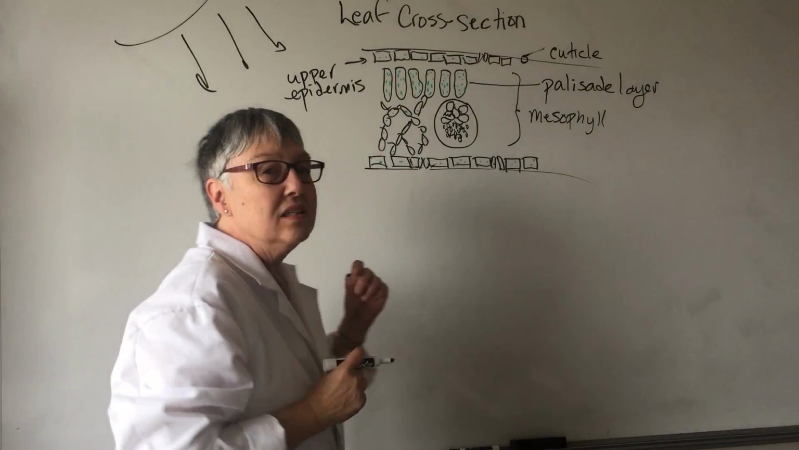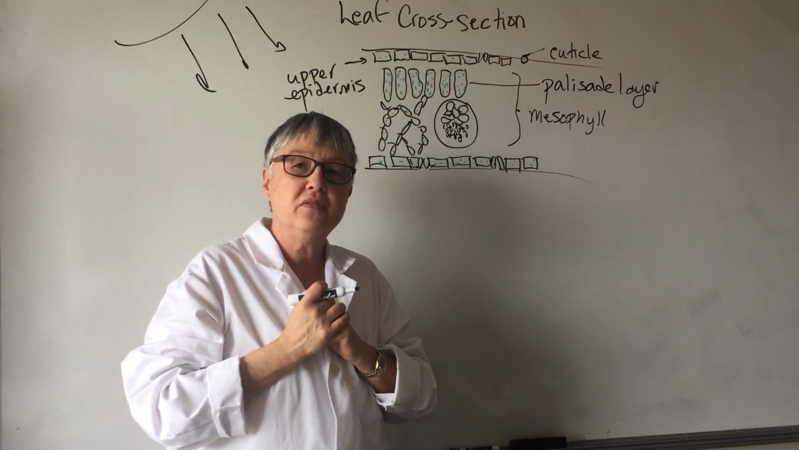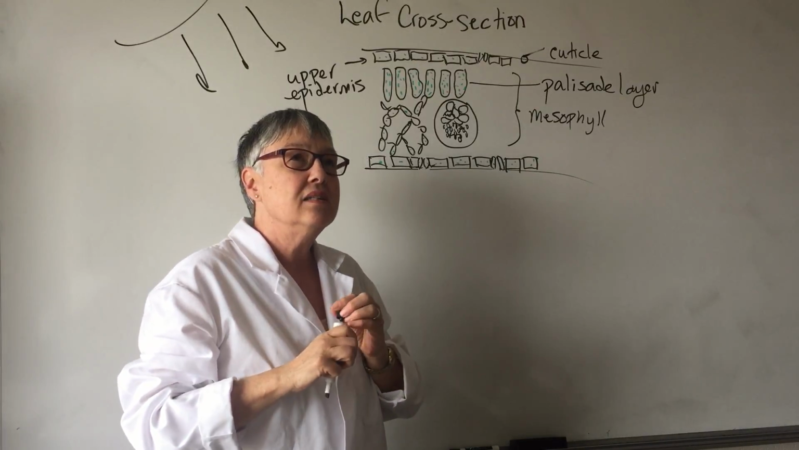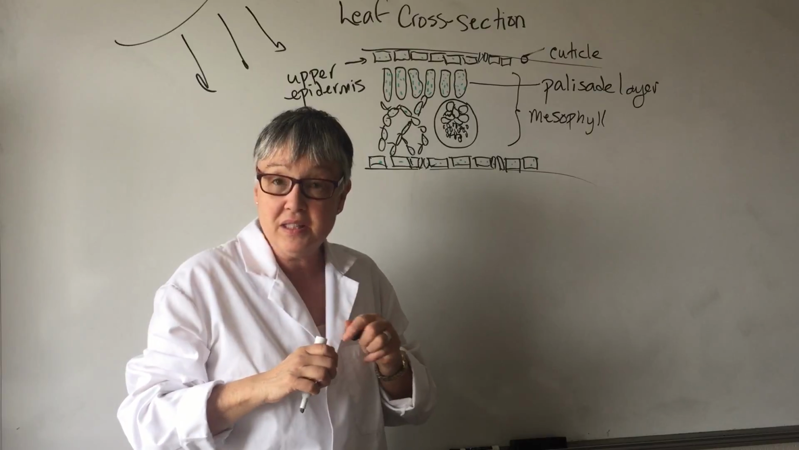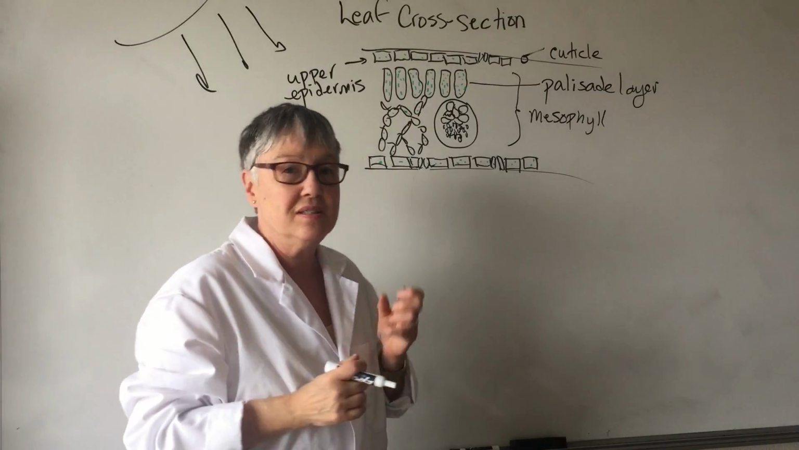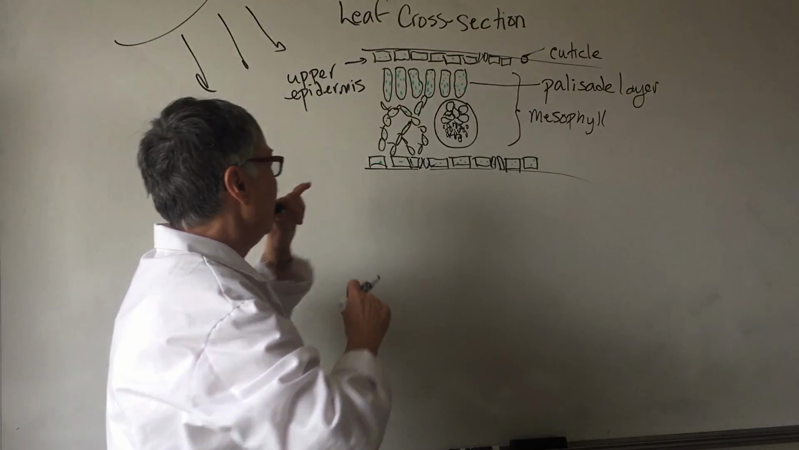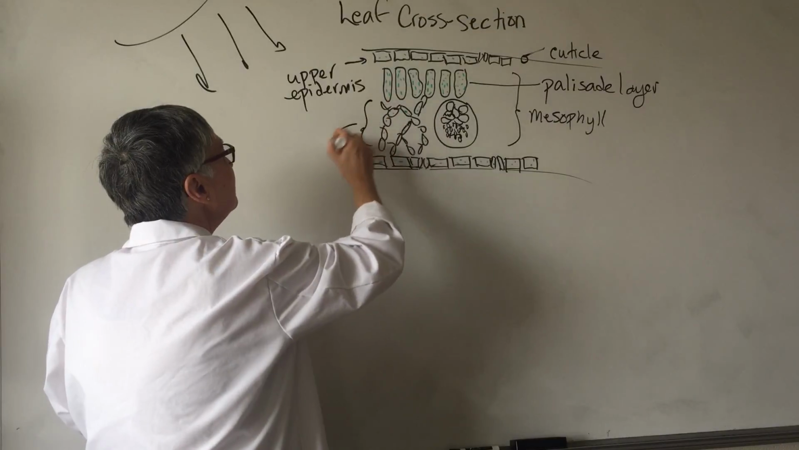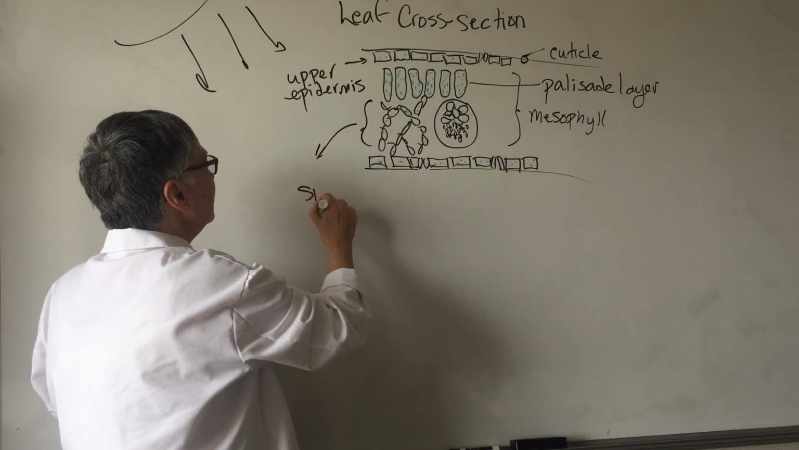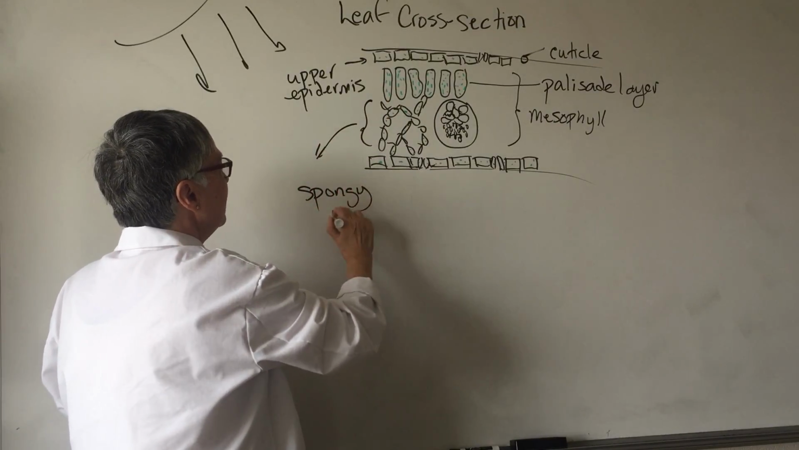Below that is a layer of mesophyll that is not as tightly stacked. There's a lot of air spaces in this lower layer, and because of that, this layer is called the spongy mesophyll.